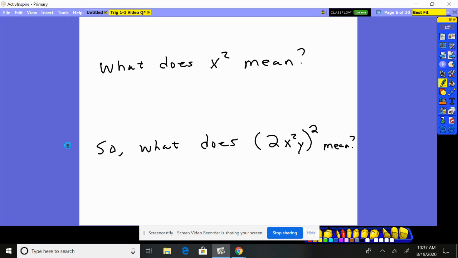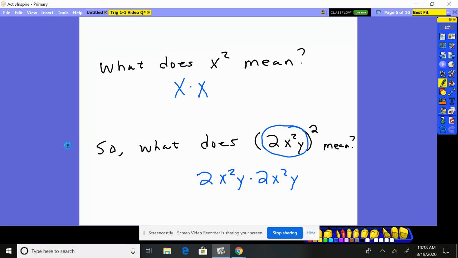So what does x squared mean? Well, we said, hey, that means x times an x. If I square something, I'm multiplying it by itself twice. If I cube it, I'm multiplying it by itself 3 times. So what does 2x squared y, that whole quantity squared, mean? That means I'm taking this inside the parentheses and I'm multiplying it by itself twice because it's being squared. So I have a 2x squared y times a 2x squared y. That's what it means.